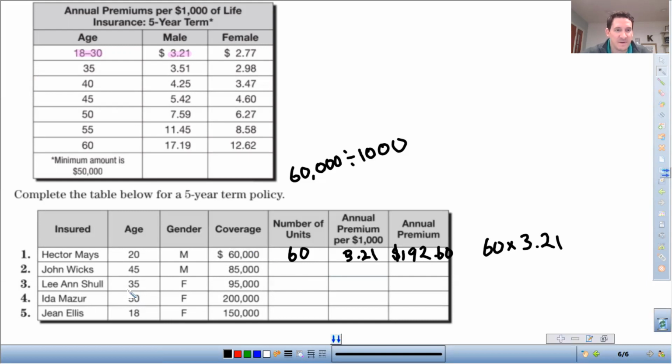All right, let's look at a female example here. So Leanne Scholl, 35 years old, female. So the coverage, 95,000. That's real simple. Just take off all those zeros after the comma. So 95,000 divided by 1,000 is just 95. The annual premium. So let's look up for Leanne Scholl. She is 35 and a female, so it is $2.98. And then just multiply that. So 95 times 2.98 is $283.10.